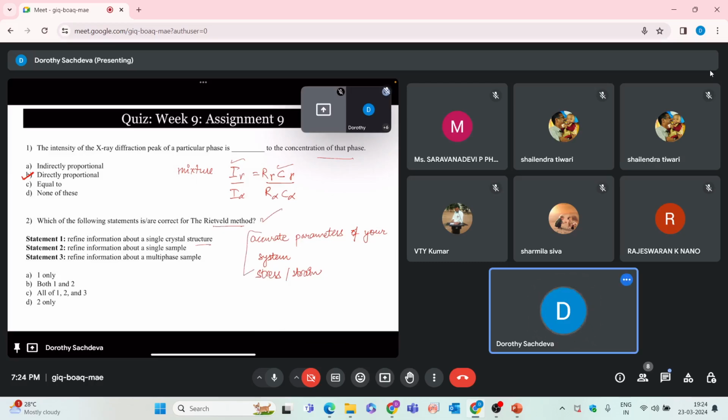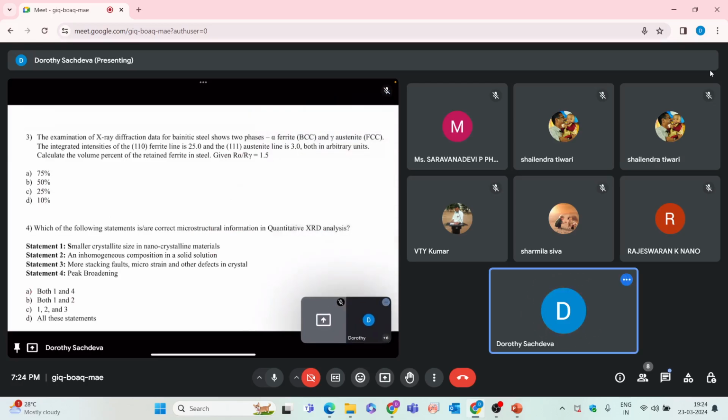So basically, the statement 1 says that refine information about the single crystal structure. Yes, this is true. The statement 2 says refine information about the single sample. Yes, refine information about the multi-phase. Yes, this is also true. So this is basically just the refinement method. So basically, all of 1 to 3 are correct. So option C is the correct answer.